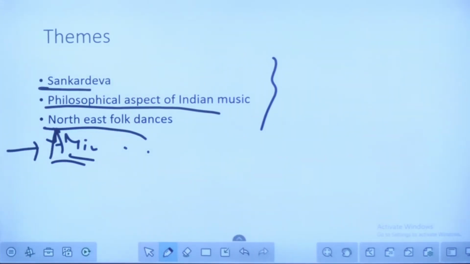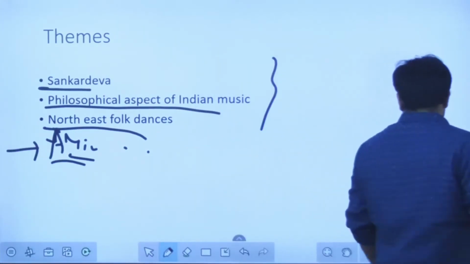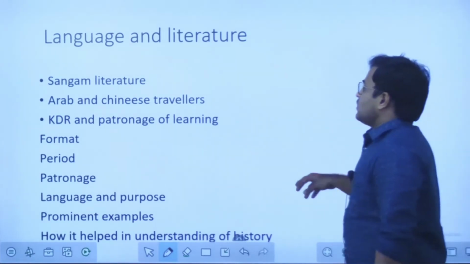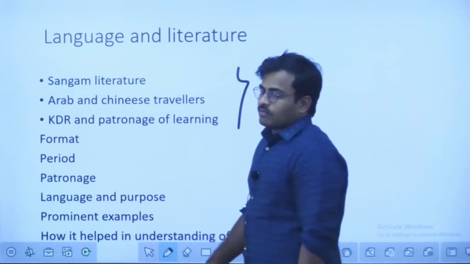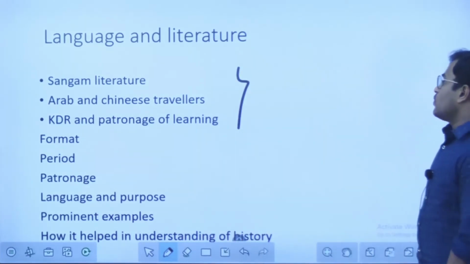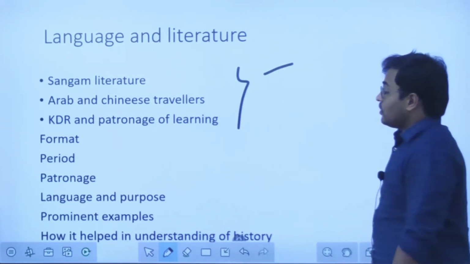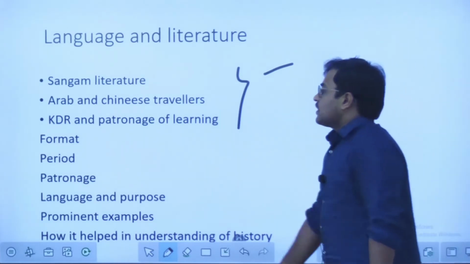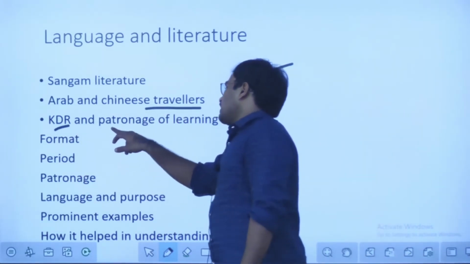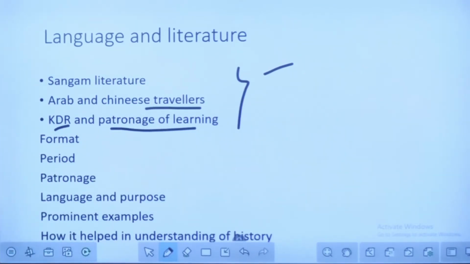Then after this, the next theme that I'm going to talk about is the religious themes. Language and literature: they are asking questions only from 2013. Before that there were no questions. And there were 3 questions in language and literature. First and foremost, they asked a question on Sangam literature and how it reflects the social and economic life of the Sangam age. Then on Arab and Chinese travelers, they asked a question. And the last question was on Krishnadevaraya and his patronage of learning.